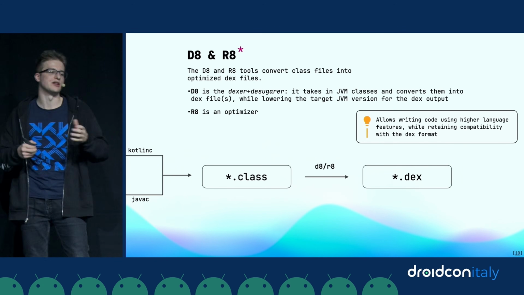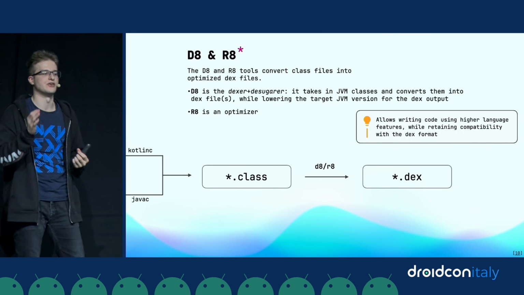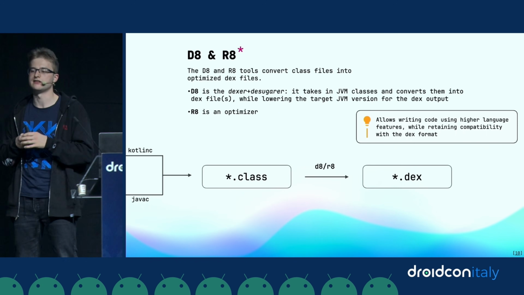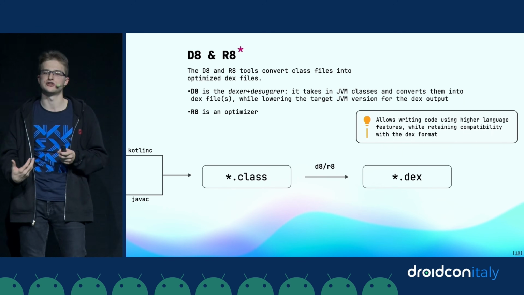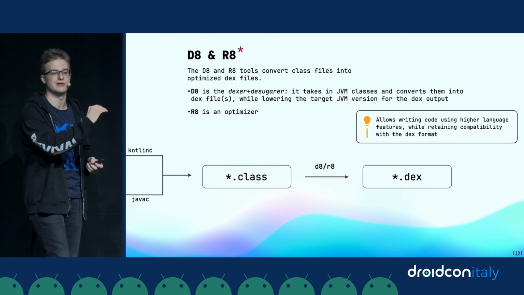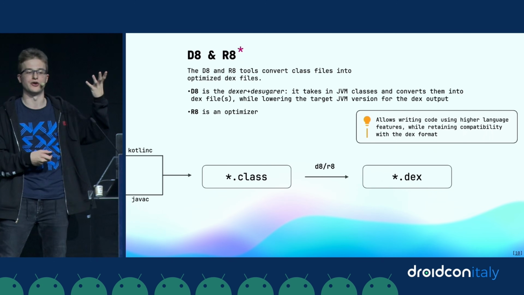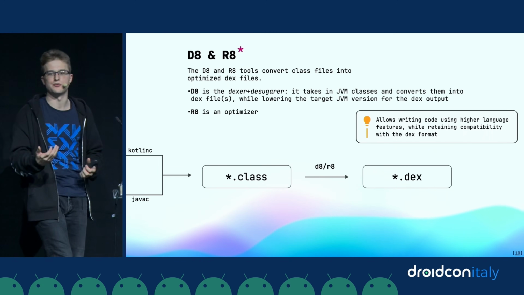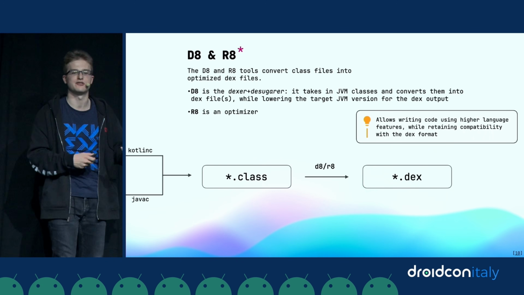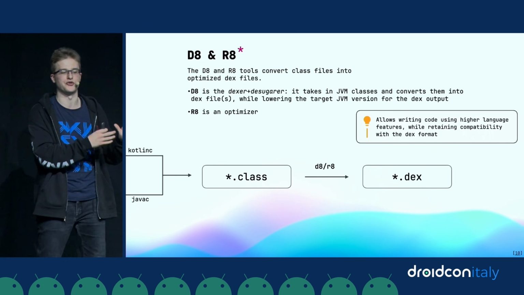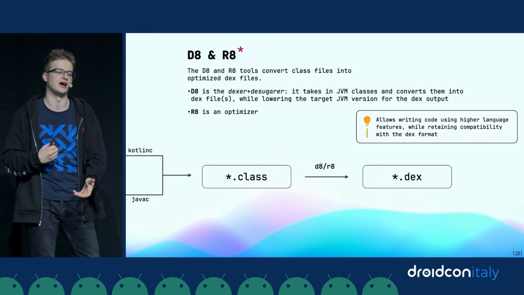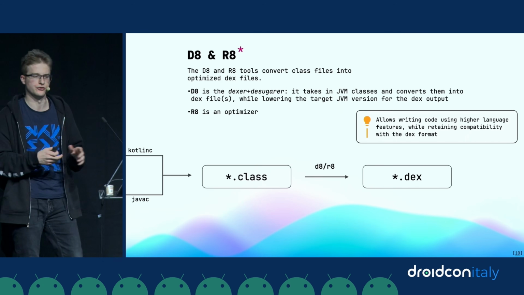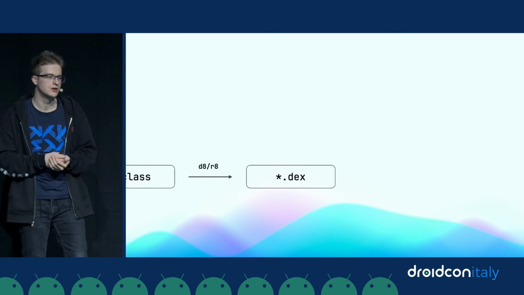D8 is a dexer, meaning that it converts class files to dex files, and it's also a desugarer, meaning that it lowers language features. For example, you may be targeting a higher JVM version, and it lowers those things for the conversion to happen in the same way. So it gives you a way to work on higher level features, and it preserves binary compatibility with previous DEX versions. And R8 is an optimizer which removes things and optimizes code.